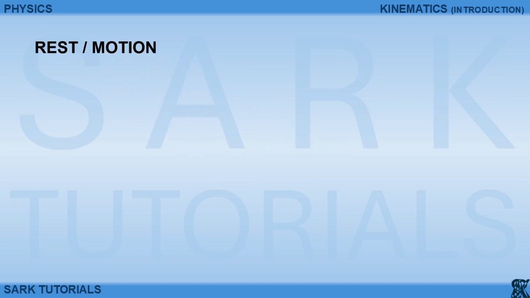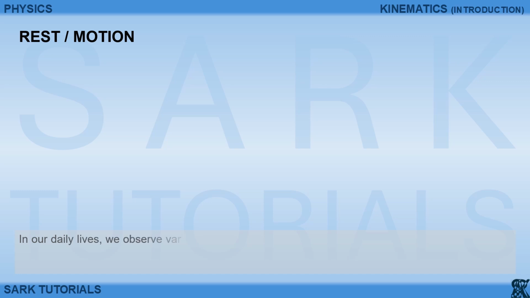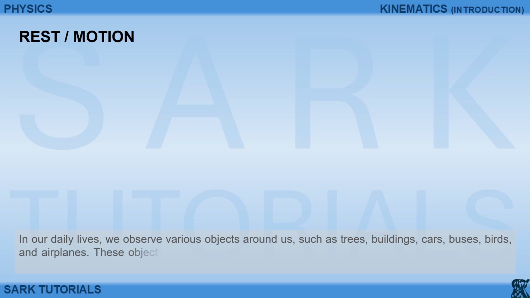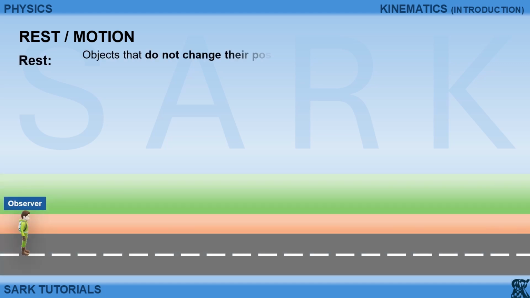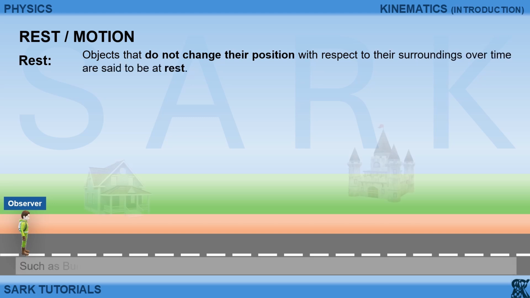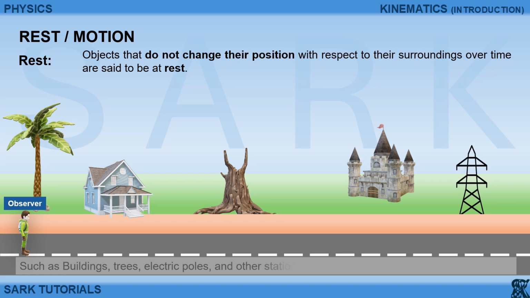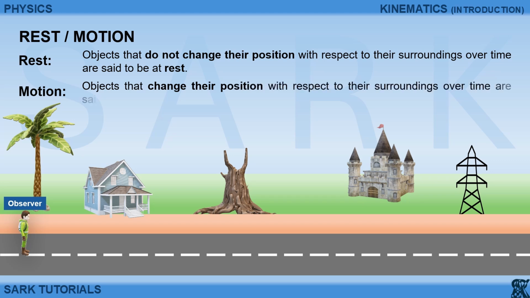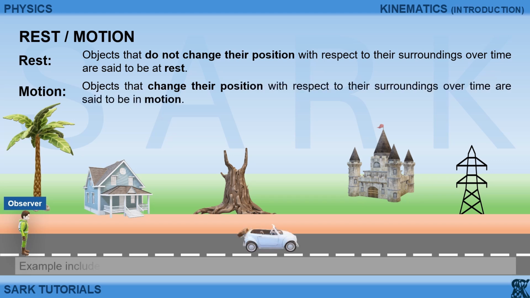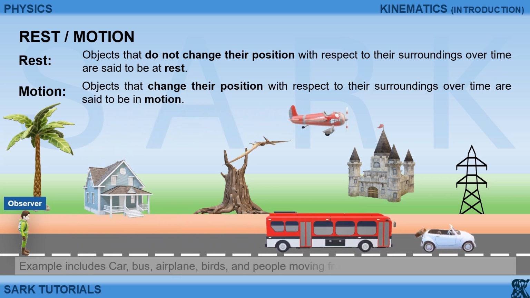Rest and motion. In our daily lives, we observe various objects around us, such as trees, buildings, cars, buses, birds, and airplanes. These objects can be classified based on whether or not they change their position over time. Rest. Objects that do not change their position with respect to their surroundings over time are said to be at rest, such as buildings, trees, electric poles, and other stationary objects in the environment. Motion. Objects that change their position with respect to their surroundings over time are said to be in motion. Example includes car, bus, airplane, birds, and people moving from one place to another.